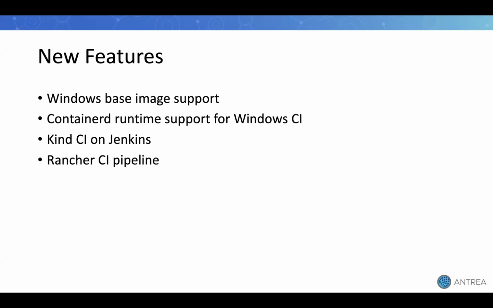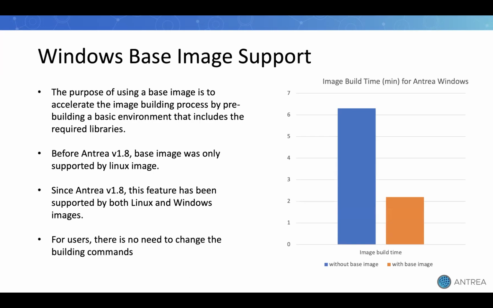Firstly, I want to introduce some new features for the Jenkins CI pipeline. I will talk about new features for the Windows testbed first, and then Andrew will introduce the implementation of the kind CI support. Also, we have supported the Rancher CI since Antrea 1.11, which is also a new feature for the Jenkins pipeline. Okay, let's start from the new features in Windows CI.